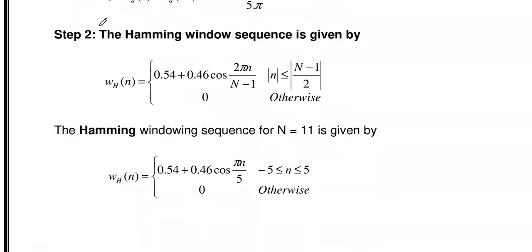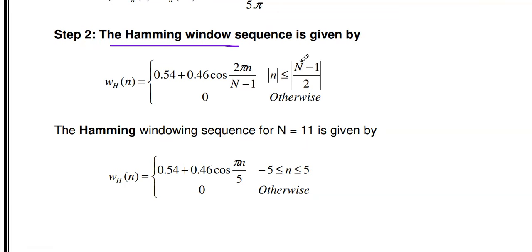And the second step, what is the second step? We have to use the window. So which window is given in the problem? The Hamming window is given. So we can define the Hamming window sequence. The Hamming window is nothing but WH of n equal to 0.54 plus 0.46 cos 2 pi n by (N minus 1), for the modulus of n less than or equal to (N minus 1) by 2.